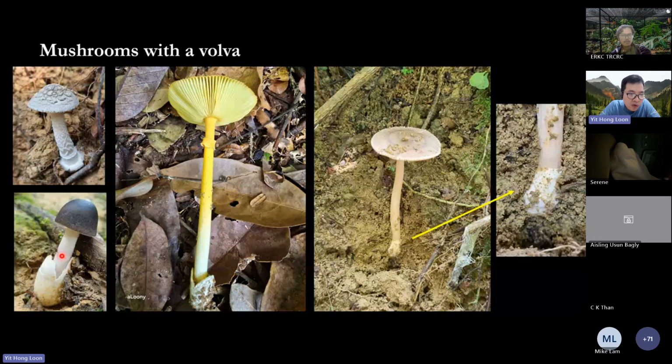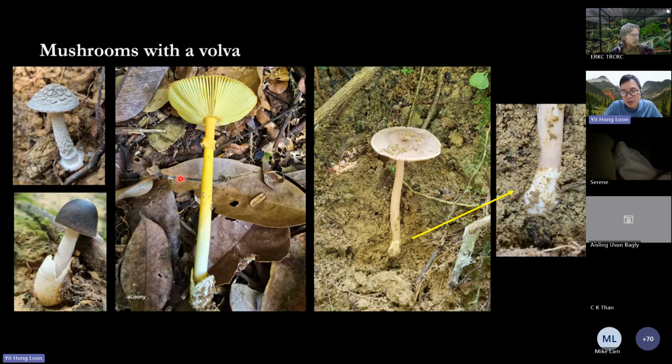This is pretty obvious. A volva at the base of the mushroom. This is also a volva. This is also a volva, but slightly different shape. Okay, less obvious, but for mycologists or experienced people like us, we know this is a volva.